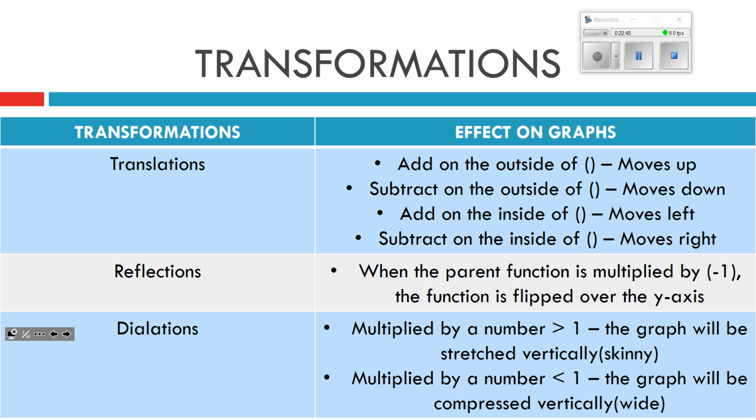Okay? If it adds on the outside of the parentheses, it moves it up. If it subtracts on the outside of the parentheses, it moves it down. If it adds on the inside of the parentheses, it moves it left. If it subtracts on the inside of the parentheses, it moves it right. When the parent function is multiplied by -1, a negative is going to make it flip over the y-axis. If it's multiplied by a number greater than 1, it's going to stretch it vertically, aka skinny. If it's multiplied by a number less than 1, the graph will be compressed vertically or make it wide.